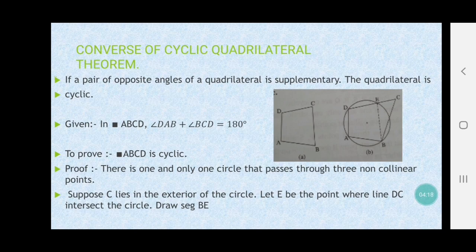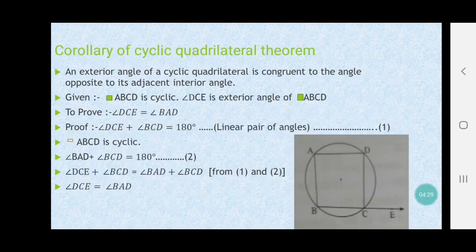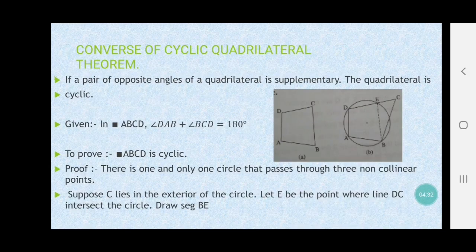So we will suppose that the fourth point lies outside the circle, in the exterior of the circle. So for this fourth point, you see figure number 2 over here, C is lying outside the circle, right? From here we will take one point E such that we get a quadrilateral, that is quadrilateral ABED. So in quadrilateral ABED, angle A plus angle DEB will be equal to 180 degrees.